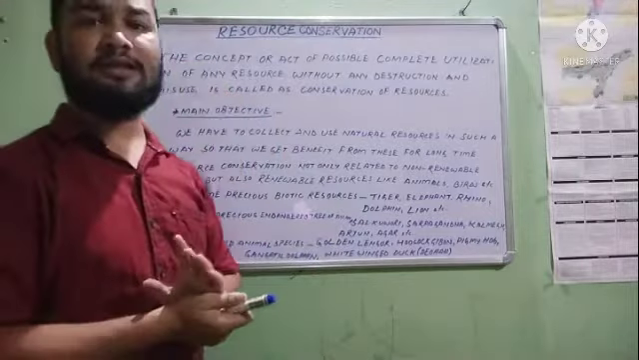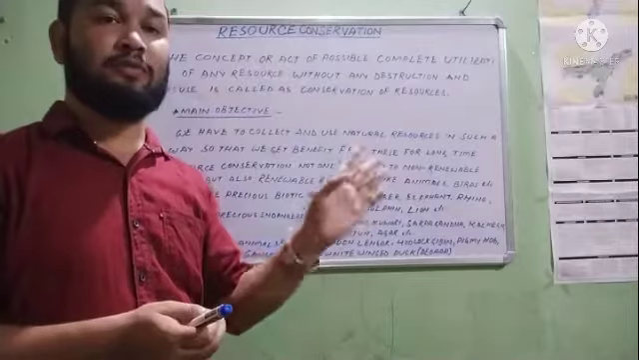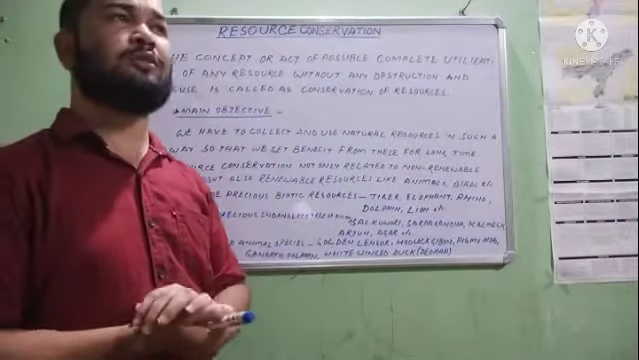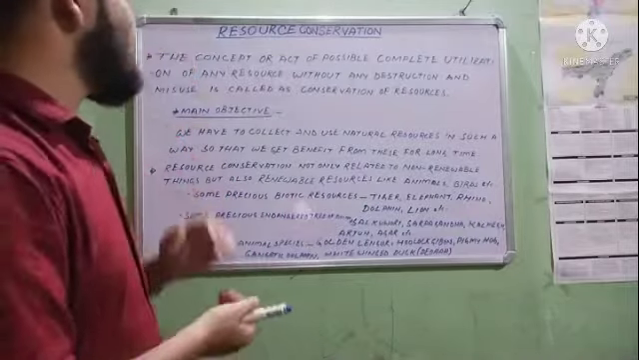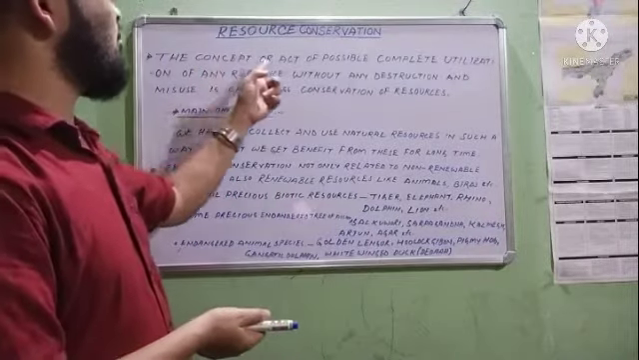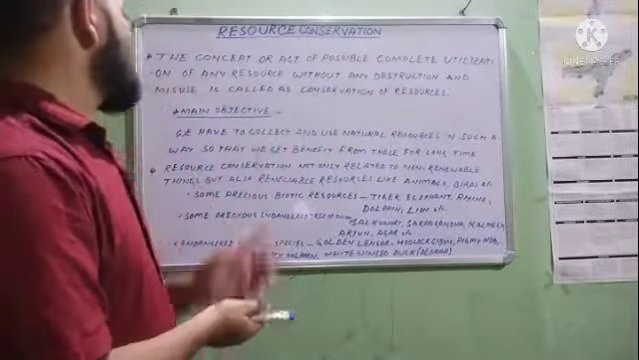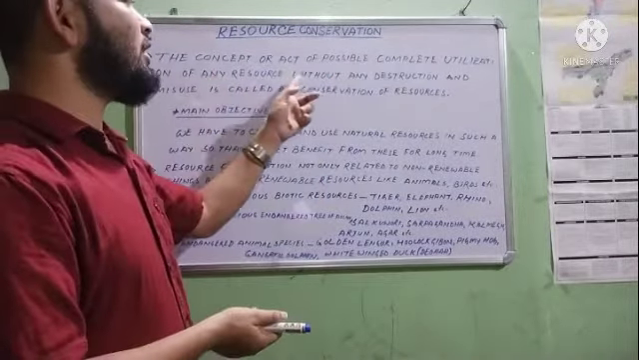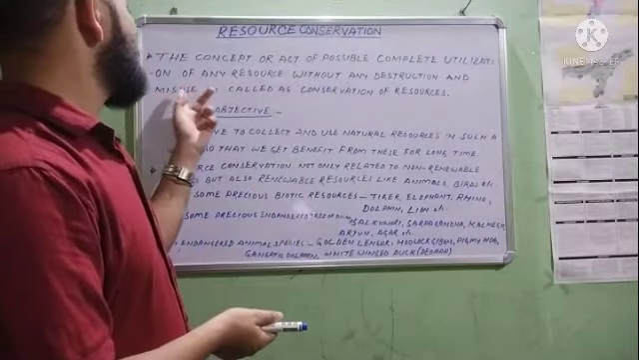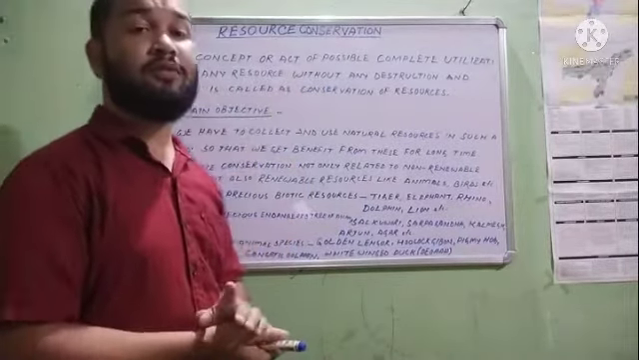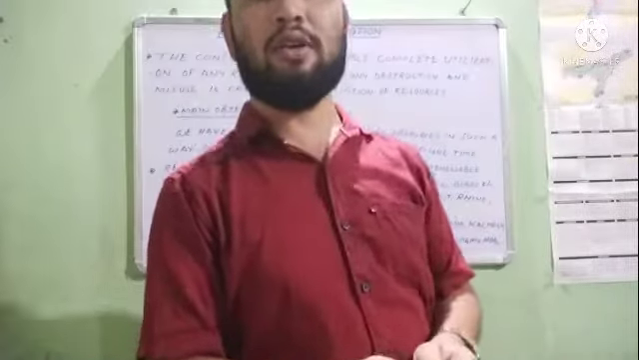Here on the board I have given the definition. It is the main definition that you have to write in your exam. If you are asked what is resource conservation, you will write this definition. See the definition: the concept or act of possible complete utilization of any resource without any destruction and misuse is called conservation of resources.